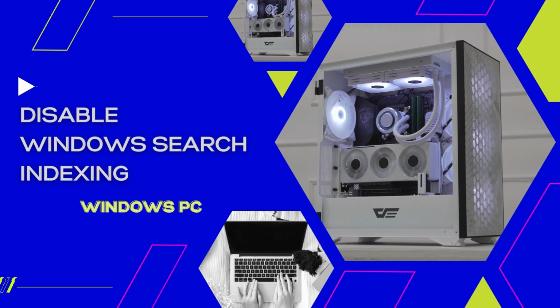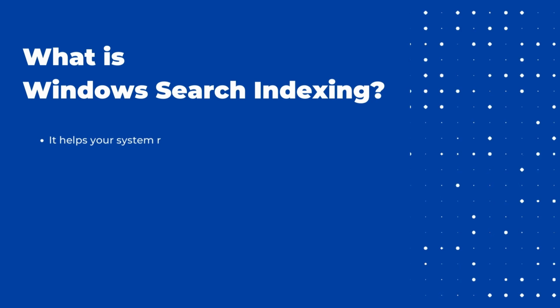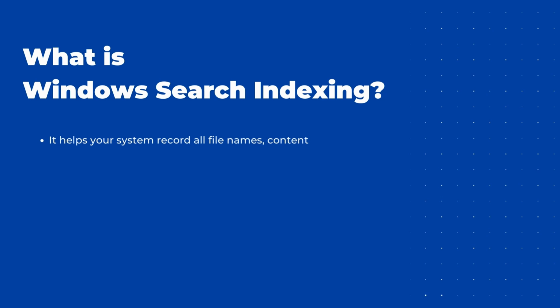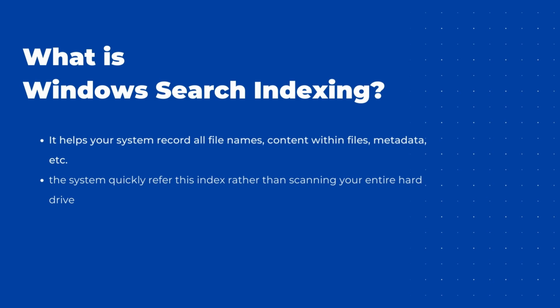Disable Windows Search Indexing. Windows Search Indexing helps your system to record all file names, content within files, metadata, etc. So, when you search something, the system quickly references this index rather than scanning your entire hard drive, making the search experience on your Windows smooth. But with time, these indexes accumulate in your storage.